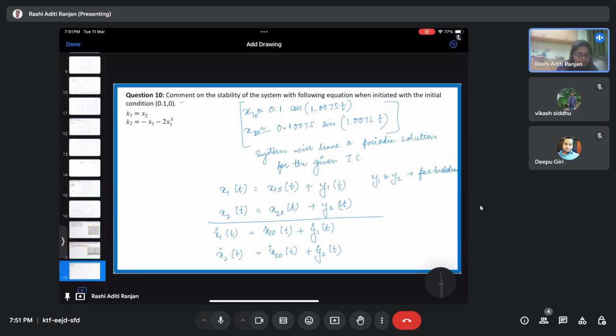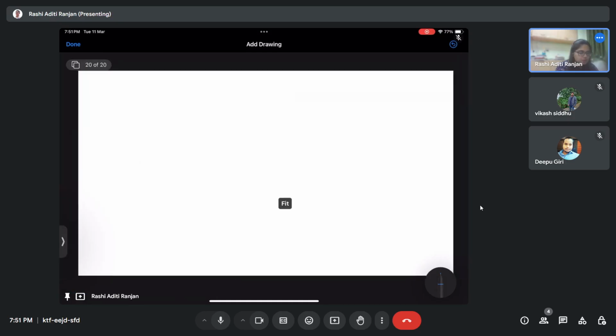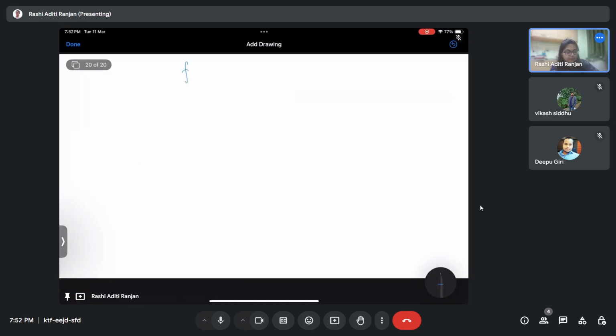Apart from that, what do I require? I require the linearization of x1 cube. So I will apply the concept of Taylor series expansion. If you remember, if we have to write the expansion of f of x around a, we write f at a plus f dash at a into x plus higher order terms, but we are just going up to the second term because we need only the linearization. In that case, if I want to write the expansion of x10 of t plus y1 of t, whole cube, how will I write it?